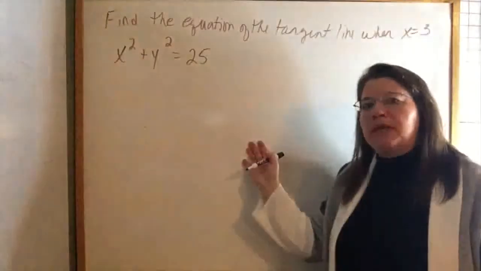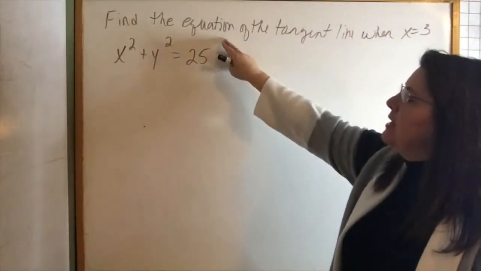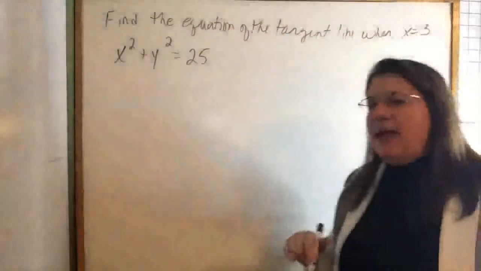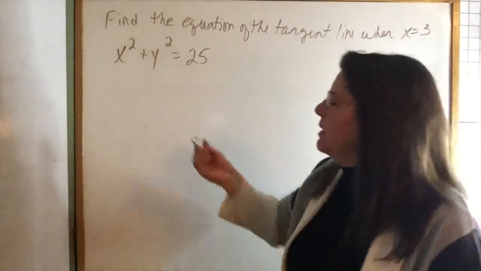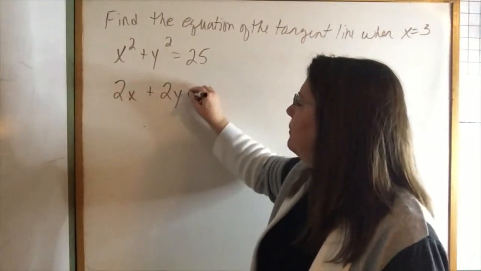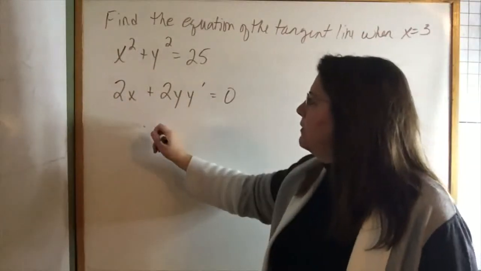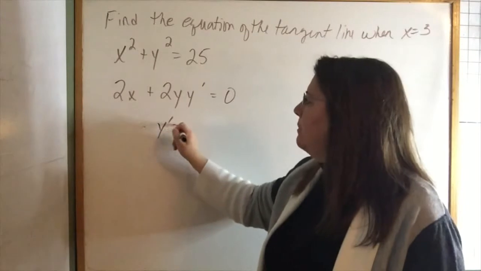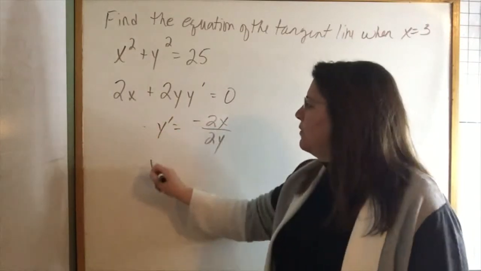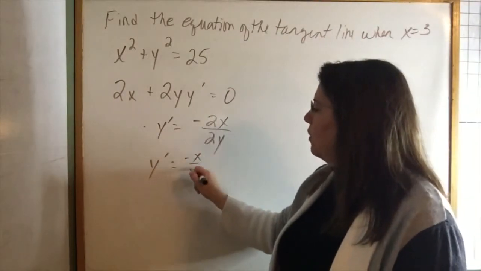And this one they've given me an equation, x squared plus y squared equals 25. And they ask us to find the equation of the tangent line when x equals 3. Well, if they ask us to do that, we're going to find the derivative implicitly. So that would be 2x plus 2y, y prime equals 0. If I get y prime by itself, I would have y prime equals negative 2x over 2y. So y prime is equal to negative x over y.